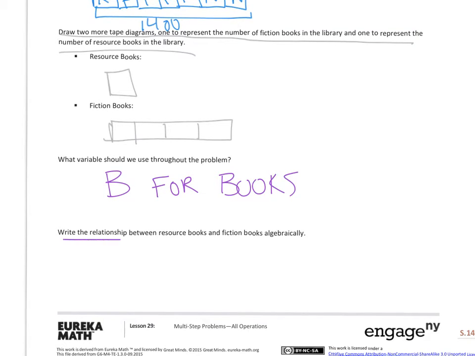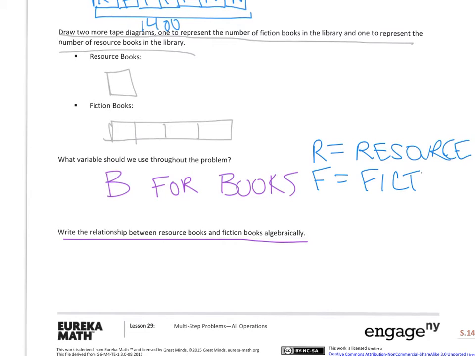So write the relationship between the resource books and fiction books algebraically. Let's add a few more variables then. So we'll have R for resource, F for fiction, N for nonfiction.